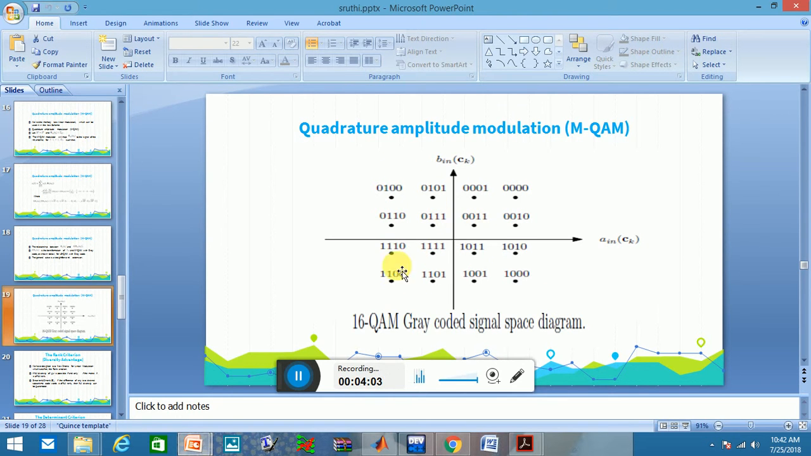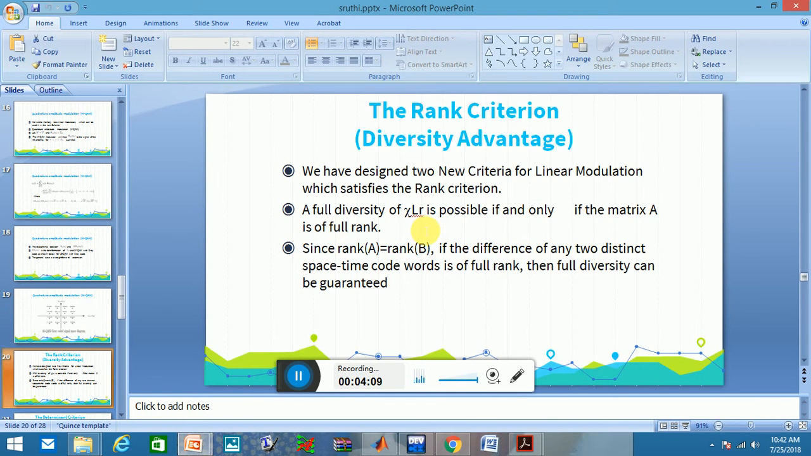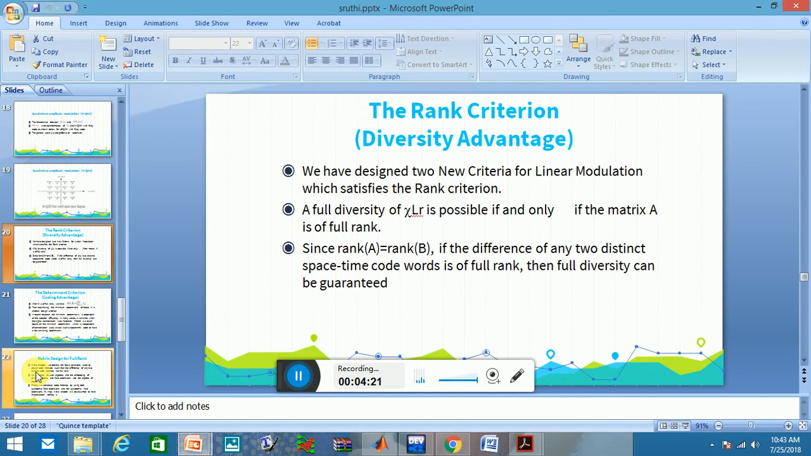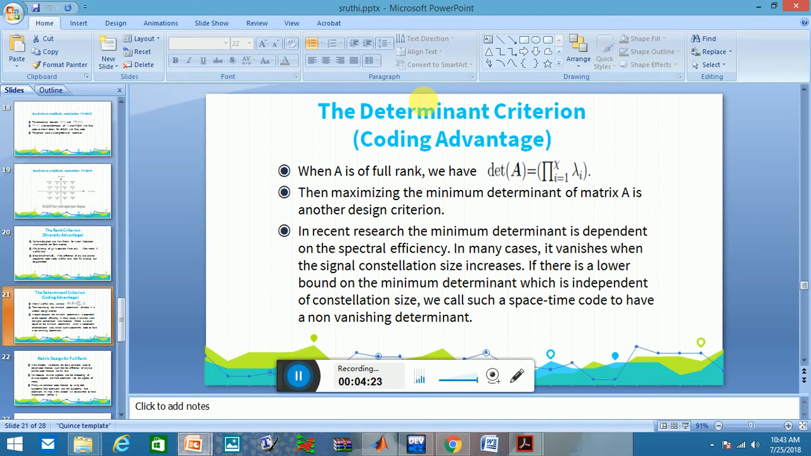This 16-QAM Gray coded signal space diagram is given as this. In my project, I have considered the rank criterion so that we get the diversity advantage. If we consider any two ranks and they are equal, then full diversity can be guaranteed. I have also considered the determinant criterion so that it will give the coding advantage.